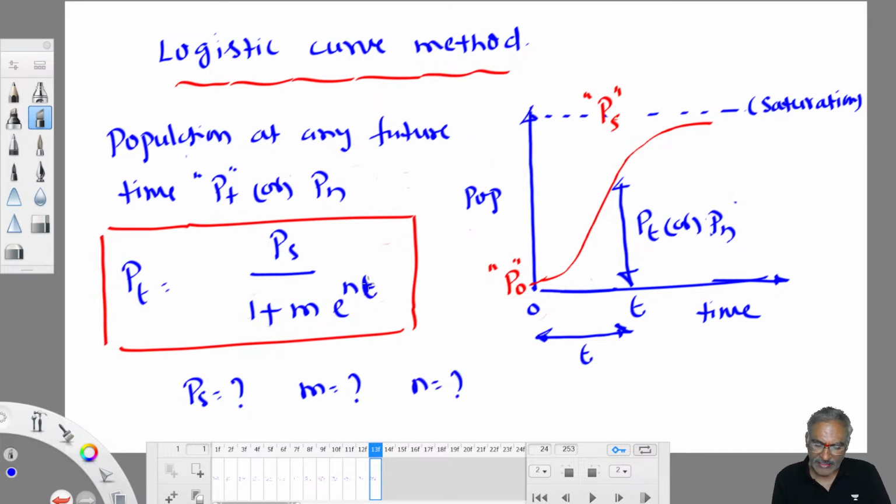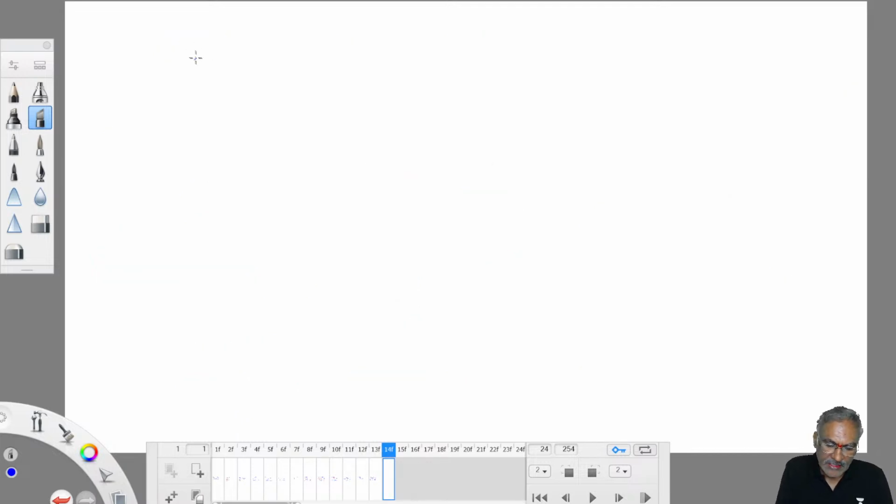Then by substituting the T value in this, you can find out the population at any time T. To evaluate these PS, M, N values, 3 population data are required. When 3 population data are given to you, such that at time T naught, population is P naught. At time T1, population is P1. At time T2, population is P2.